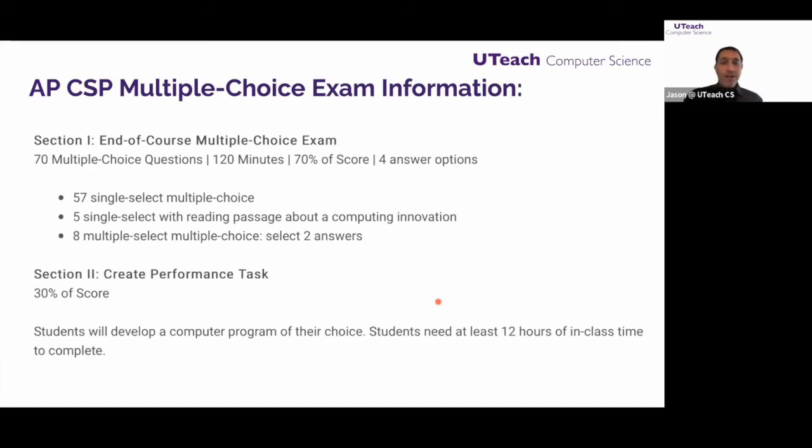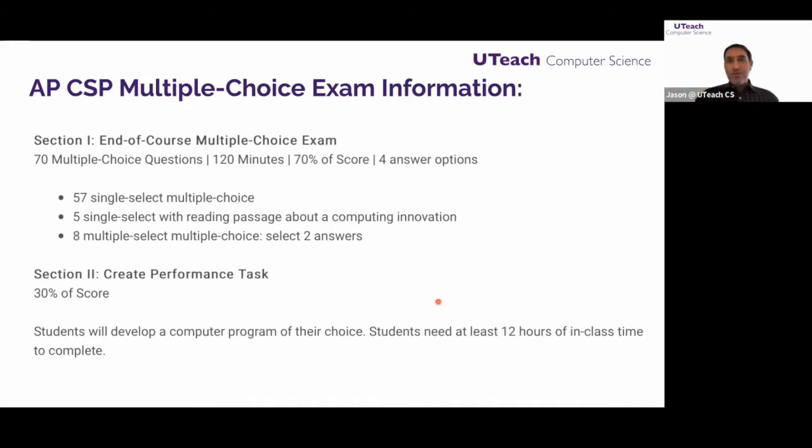Okay, and now what we're going to do is review today the multiple choice portion of the exam. Let's remember, it starts off with 57 multiple choice questions where your students only pick one answer. Then there are 5 single select questions about a reading passage. And this is where I recommend your students start the exam.